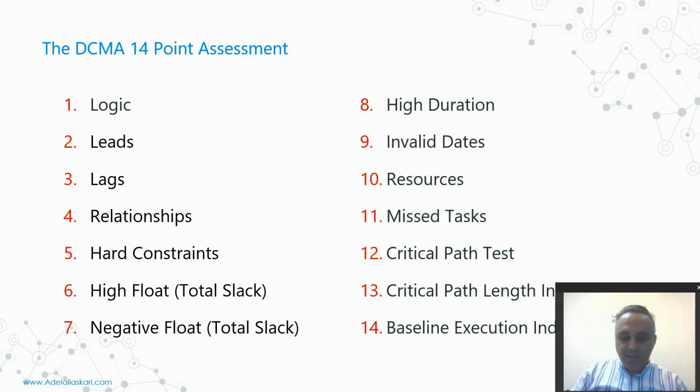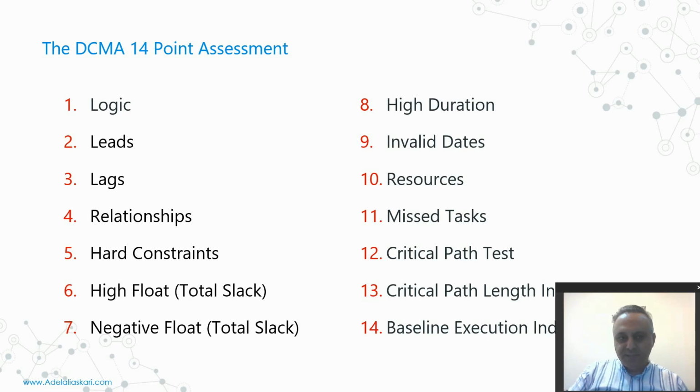The DCMA suggested 14 points of assessment and criterion to check the technical quality of the schedule for the internal or external parties, and these 14 points are used in all businesses and all industries all around the globe. Before everything, let's have a look at the criterion that is suggested by the DCMA.